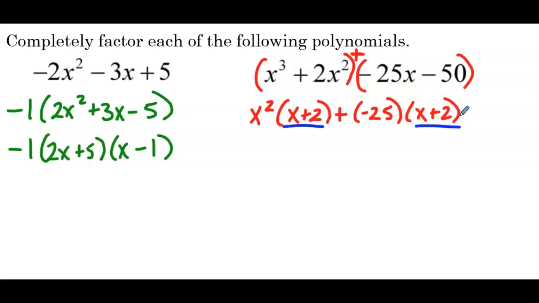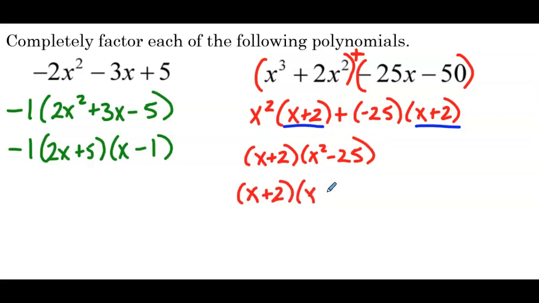Greatest common factor of x plus 2 leaves us with x squared minus 25, but x squared minus 25 can be factored using the difference of squares, so we have x plus 2 times x minus 5 times x plus 5. And we've completely factored x cubed plus 2x squared minus 25x minus 50.